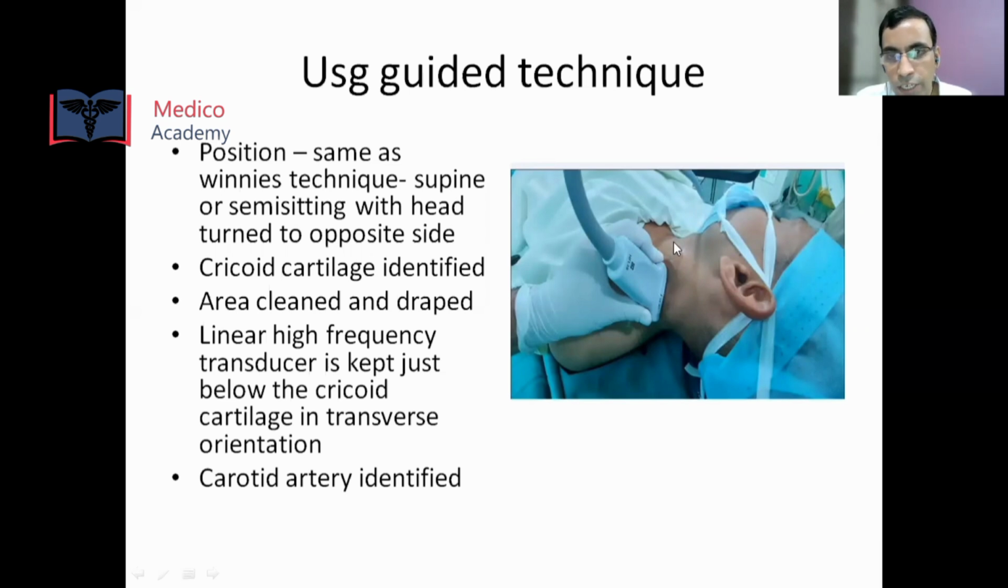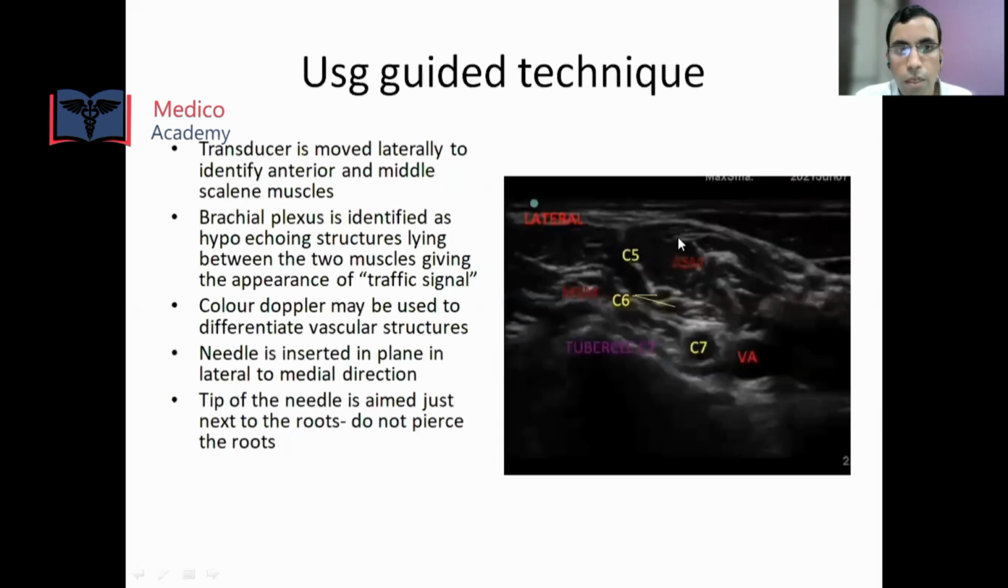Carotid artery is first identified. Transducer is then moved laterally to identify the anterior and middle scalene muscles. Brachial plexus is identified as hypoechoic, that is the black colored structures lying between the anterior and middle scalene muscles. These usually give the appearance of a traffic signal. As we can see over here, C5, C6, C7 nerve roots can be identified.